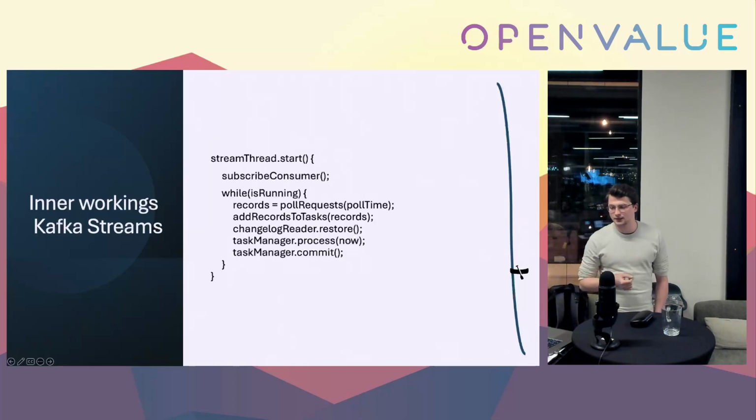So what happens then inside the stream thread? First of all, it starts subscribing as a consumer. And when a consumer subscribes, it says, I want to have data from this topic. It gets the partitions that it needs, and then for each partition, it creates a task. While it's running, it does a poll request where it gets all the records. So there's one consumer that gets all the records for all these partitions, which it then adds to the tasks. That is before it starts processing anything.